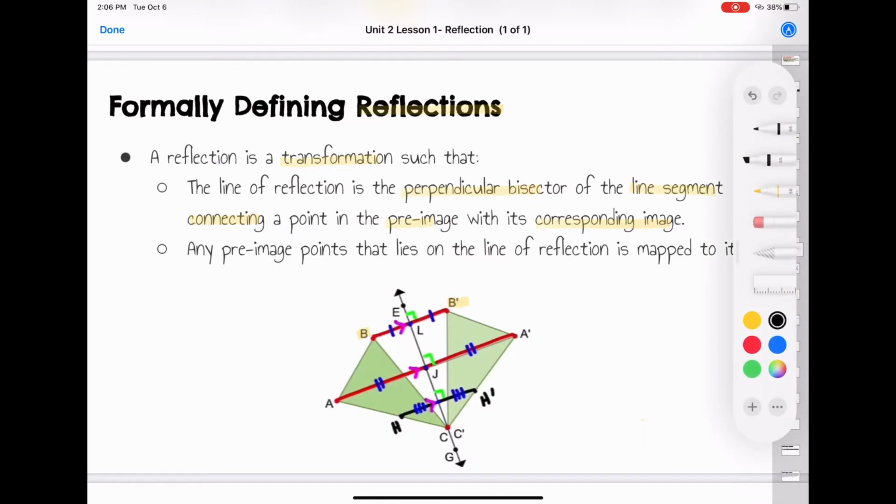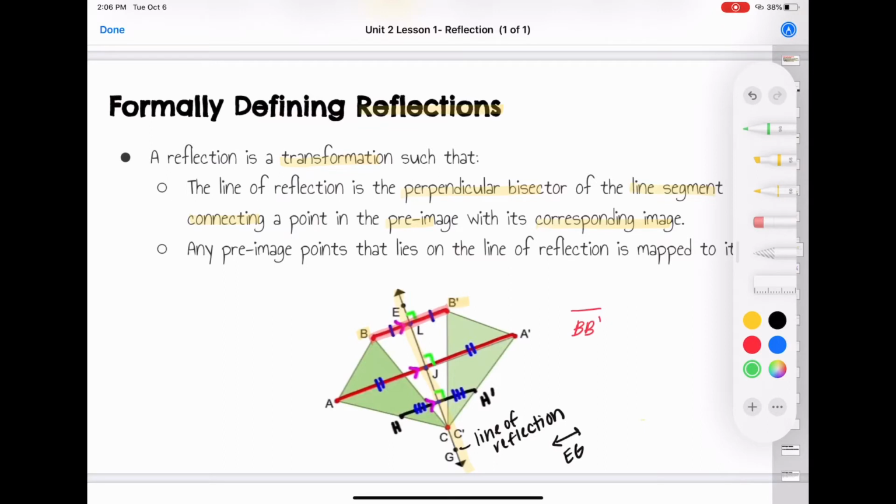If we created a line segment between those 2 points, we could notate that line segment as segment B B prime. Well, that segment B B prime is perpendicularly bisected by the line of reflection. In this instance, our line of reflection is line EG.